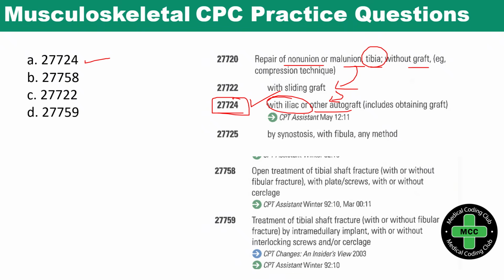Okay. So and if you look into option B, 27758 and 27759, these two you can eliminate. If you see, these are open treatment of tibia only, but these codes you have to take when it is an acute traumatic fracture. Okay, in our question it was not an acute fracture, it was already being treated and it is a non-union fracture. Okay, so that's why you have to take the code from this particular series, and based on your bone graft, the correct answer is 27724. Option A is the right choice.